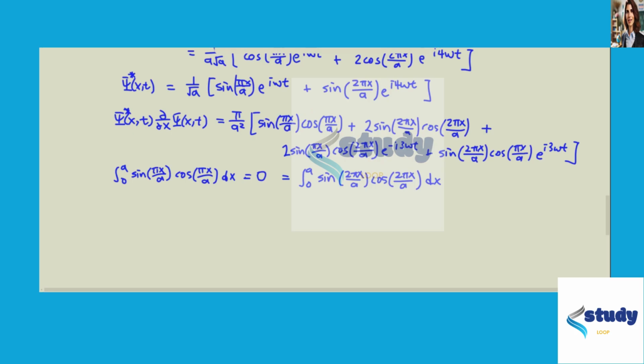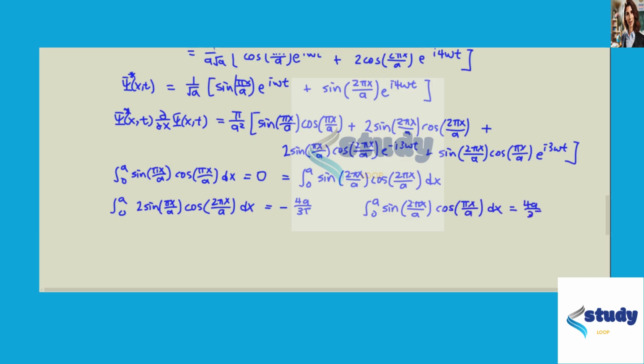if you use Wolfram for the other two terms, the integral of sine pi x over a cosine 2 pi x over a dx gives you minus 4a over 3 pi. And if you do the other one, from 0 to a, sine 2 pi x over a cosine pi x over a dx, this gives you 4a over 3 pi.